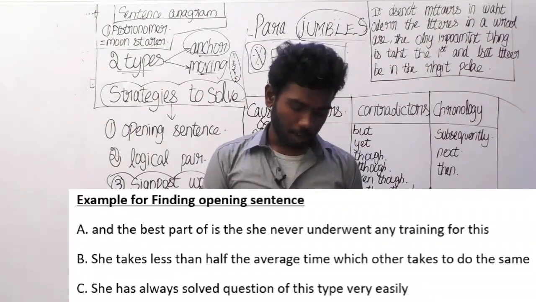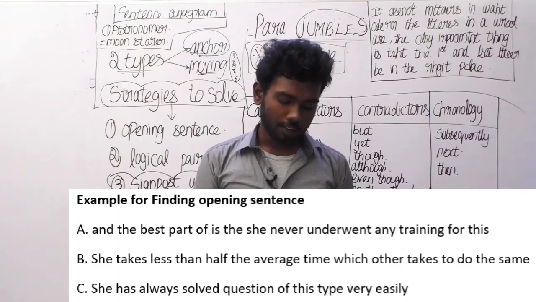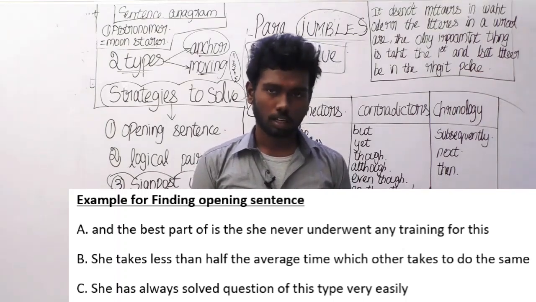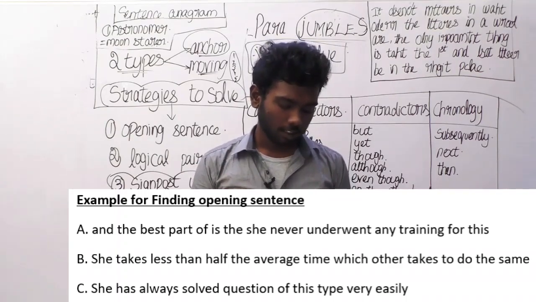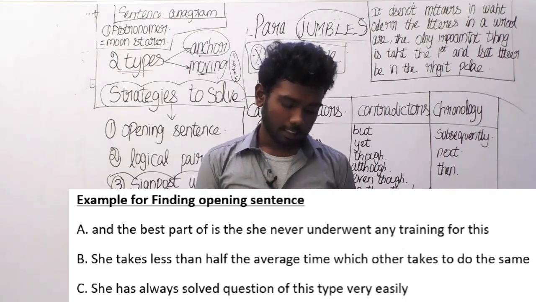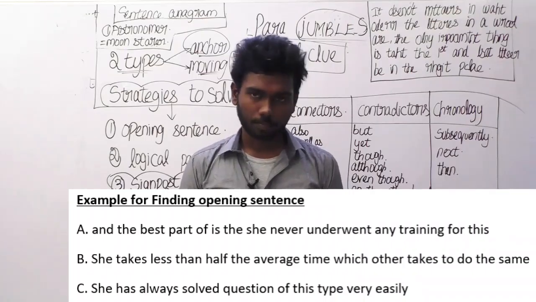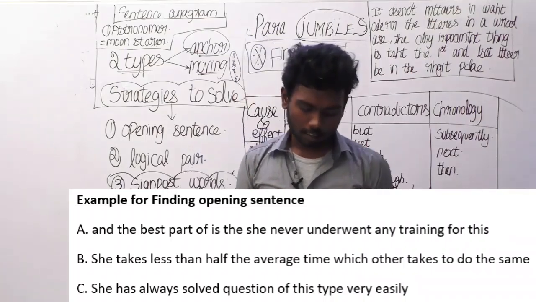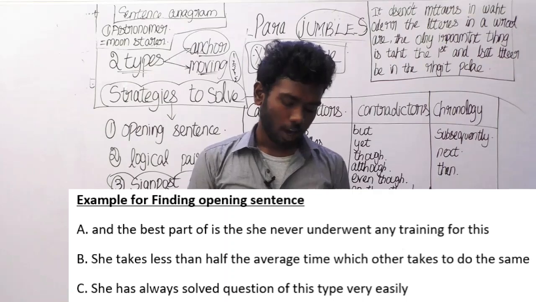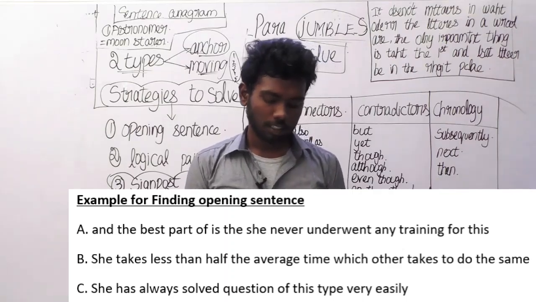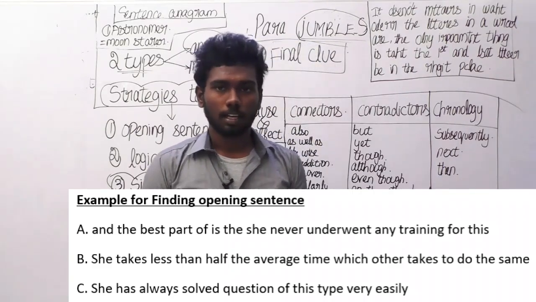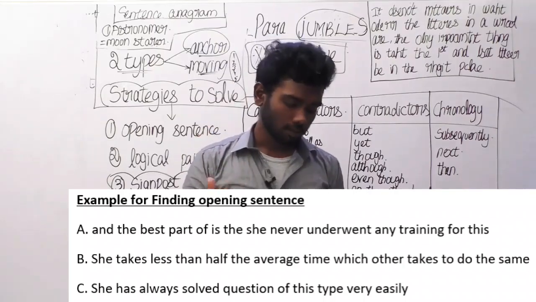And the best part is she never underwent any training for this. This is the first sentence. The second one is she takes less than half the average time which others take to do the same. The third sentence is she has always solved the questions of this type very easily. There are three sentences, one following the other.